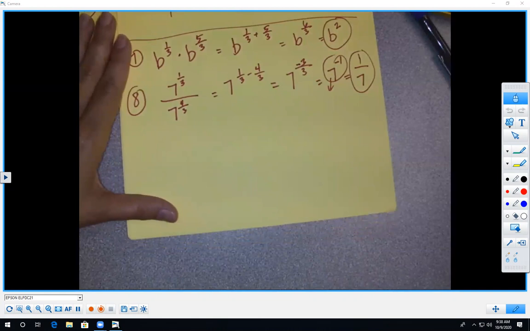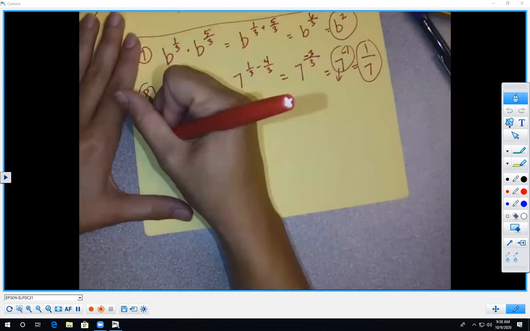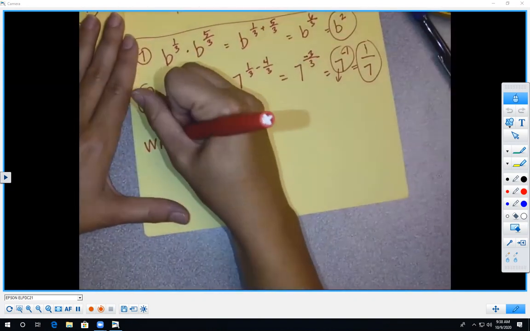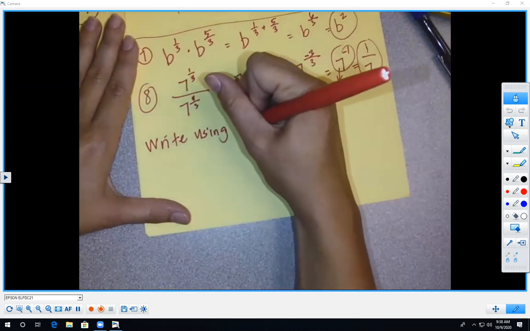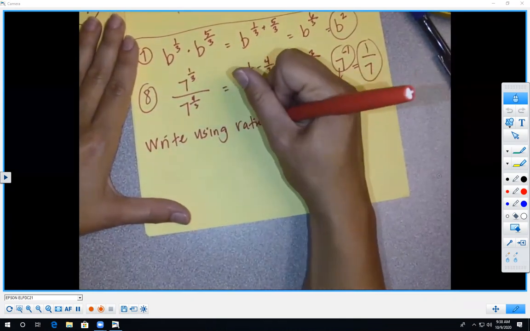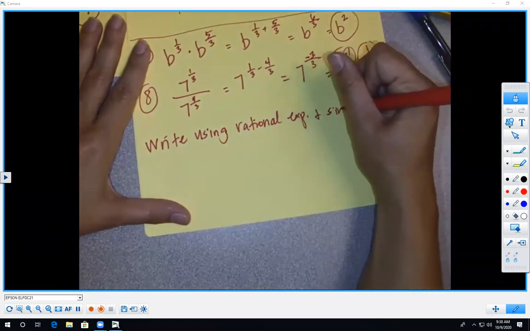Okay, let's kind of go back and forth between radical exponents and rational exponents. So for these problems, we're going to write using rational exponents and simplify.